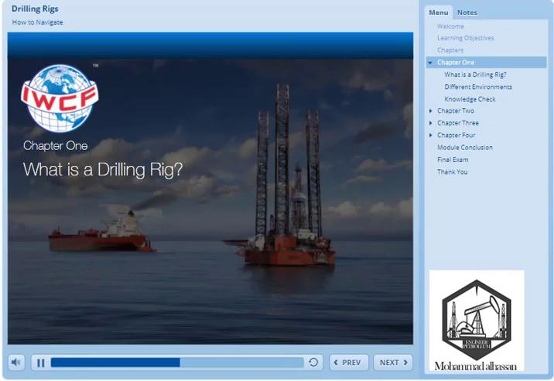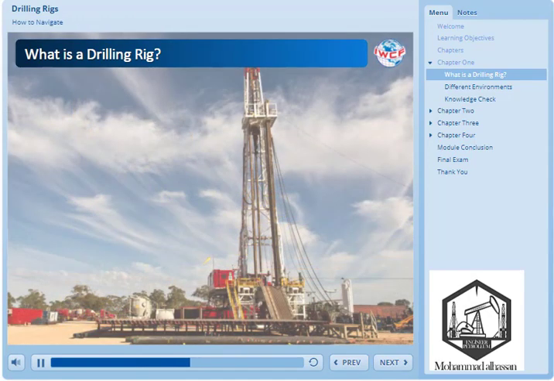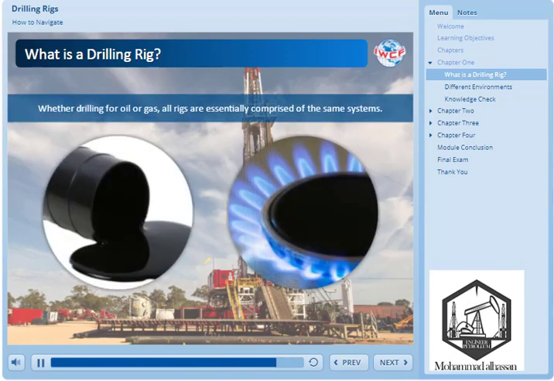Chapter 1. What is a drilling rig? A drilling rig is a collection of complex machinery that is used to drill into the Earth's crust to search for hydrocarbons. Although there are many types of drilling rig, they all carry out the same basic functions. Whether drilling for oil or gas, all rigs are essentially comprised of the same systems.